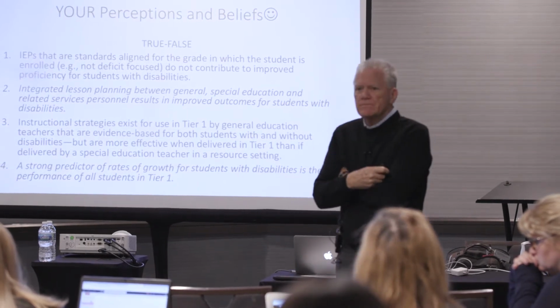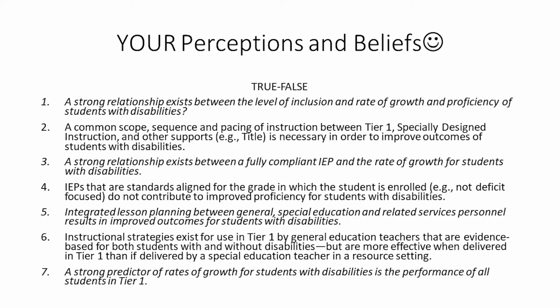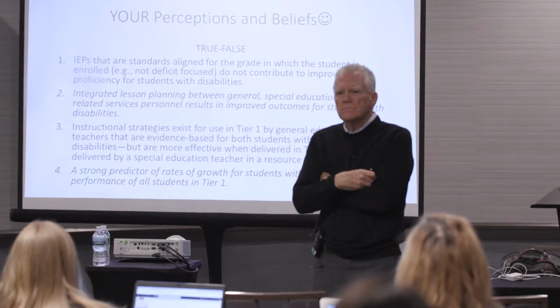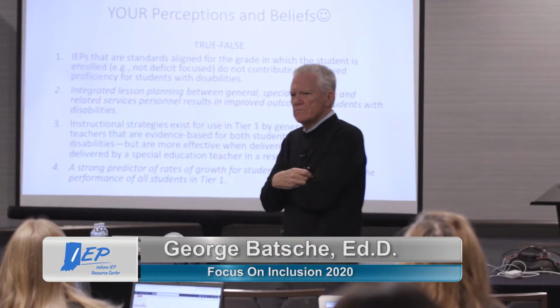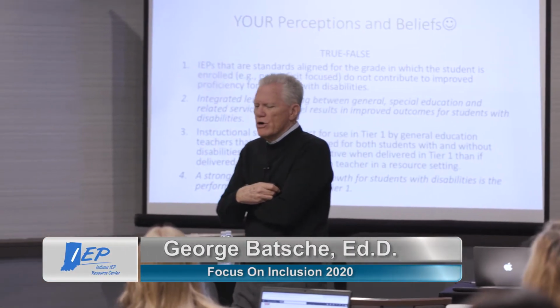The answer is yes. The next one, a strong predictor of rates of growth for students with disabilities, is the performance of all kids in Tier 1. So I'm going to say it straight out. You cannot move your kids with disabilities to a higher level.